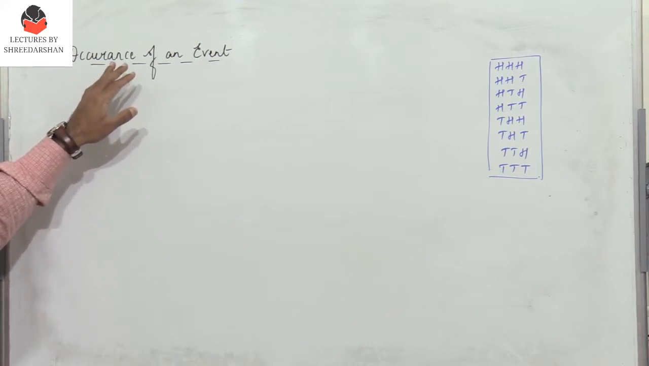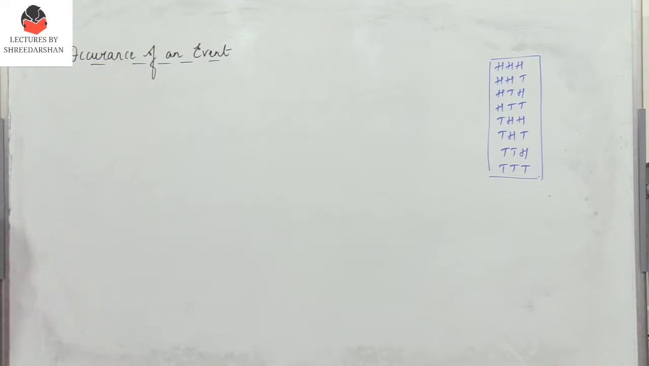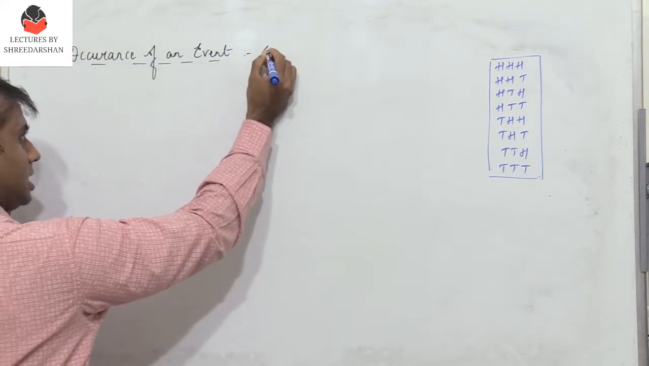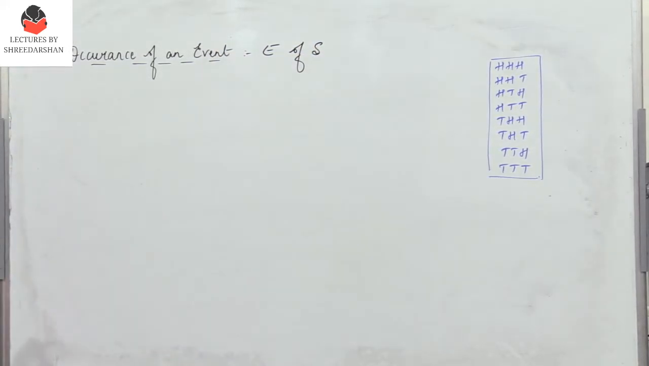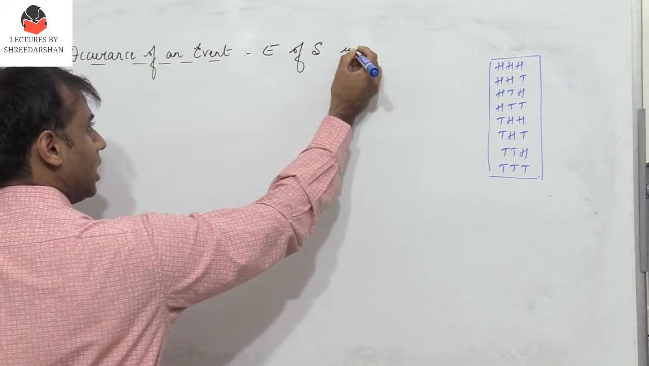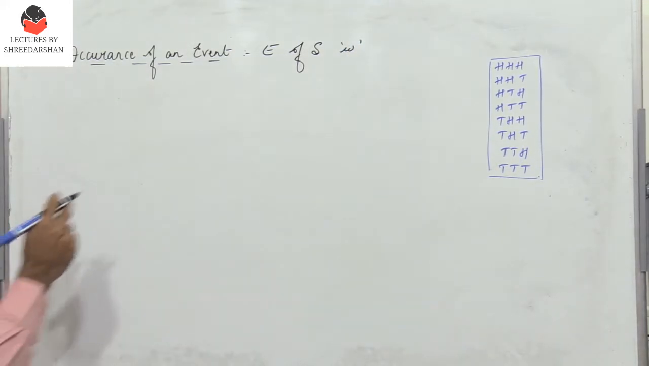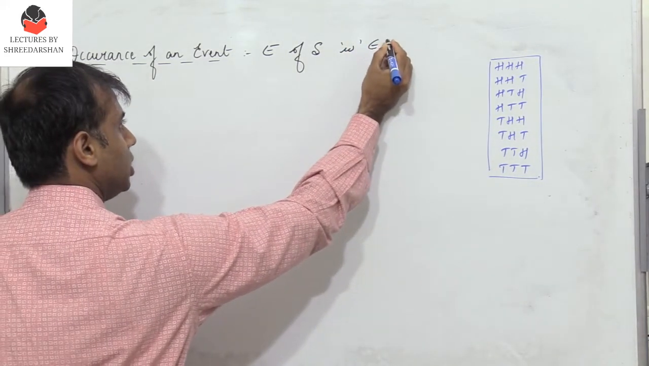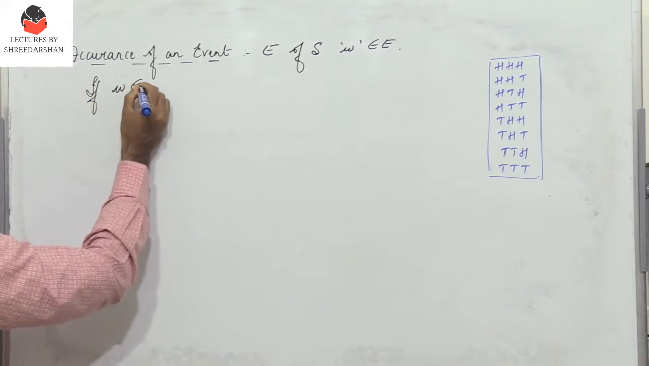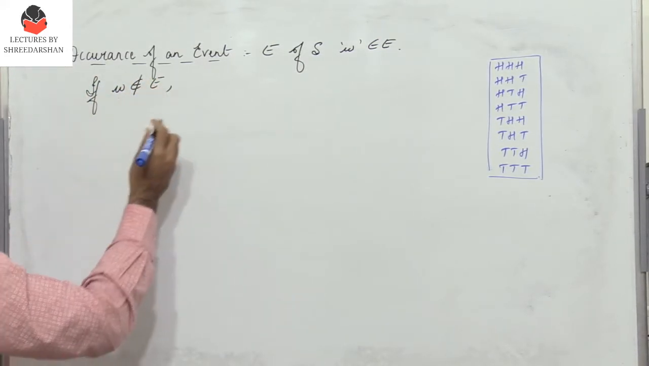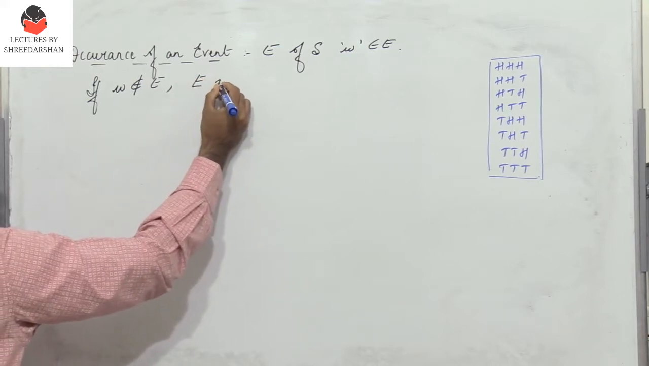So the next concept is occurrence of an event. What do we mean by occurrence of an event? We define it as follows: an event E of the sample space S is said to have occurred if an outcome W of an experiment is such that W belongs to E. If W does not belong to E, then we say that the event E has not occurred.